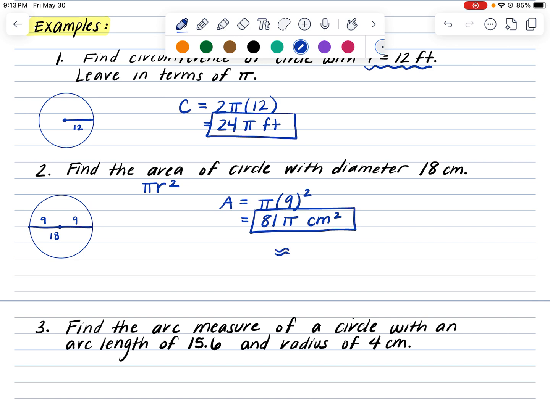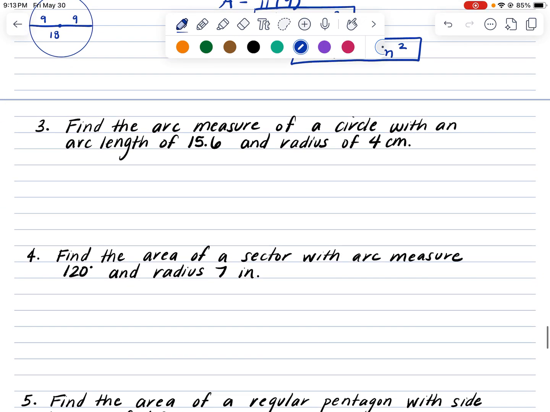I could also round it to the nearest tenths for practice. I'm going to go 81 times pi, and you could go 254.5 centimeters squared. Again, it really just depends how the question is asking for its answer. Now, those two equations drive the arc length and the area of a sector equation. So those are our next two examples.